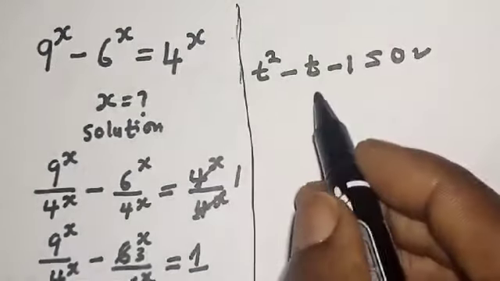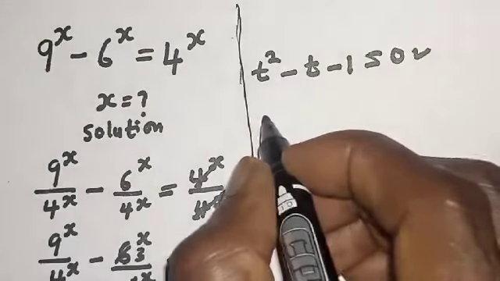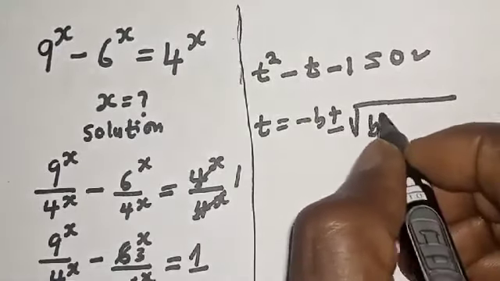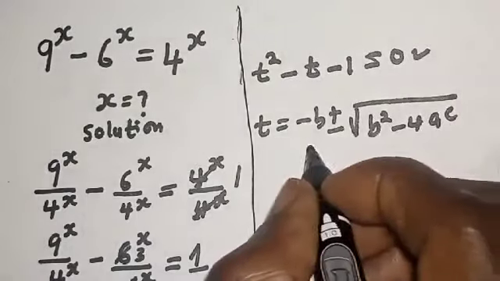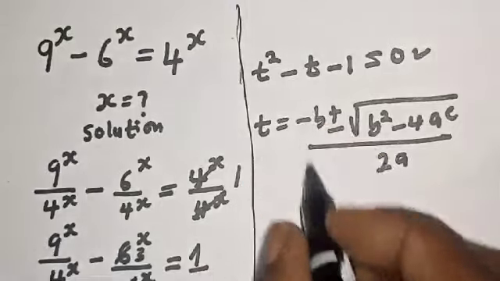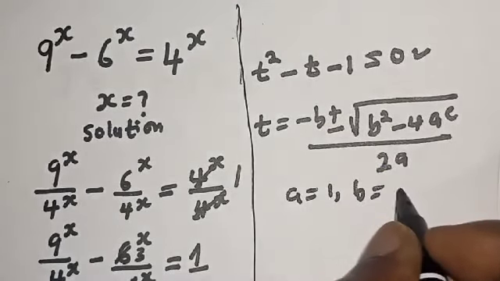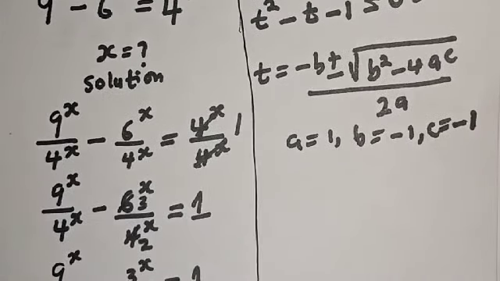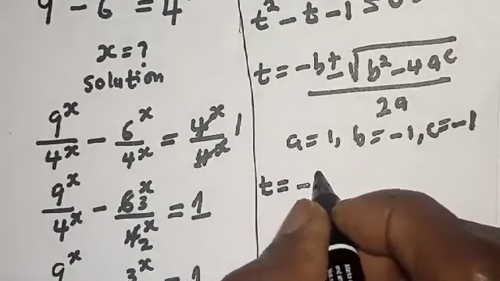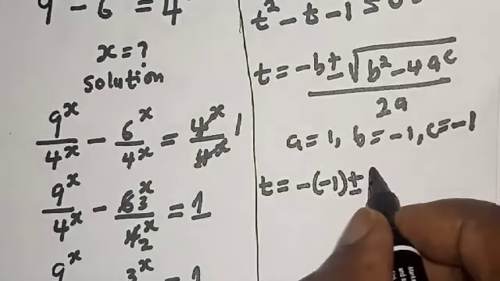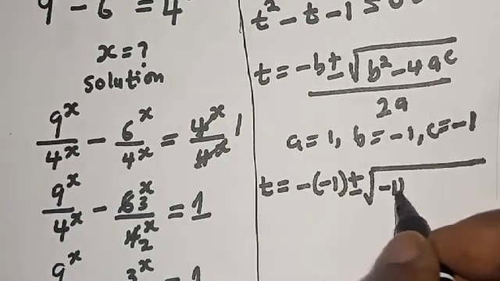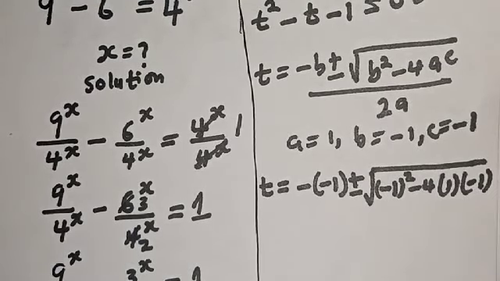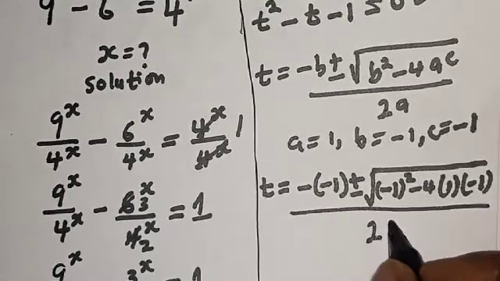This is a quadratic equation which can be solved using quadratic general formula. And our quadratic general formula in this form is giving us t is equal to minus b plus or minus square root of b square minus 4ac over 2a. Then from the equation, a is equal to 1, b is equal to minus 1, c is equal to minus 1. Now we have t is equal to minus bracket minus 1 plus or minus square root of minus 1 square minus 4 multiplied by 1 multiplied by minus 1 over 2 multiplied by 1.